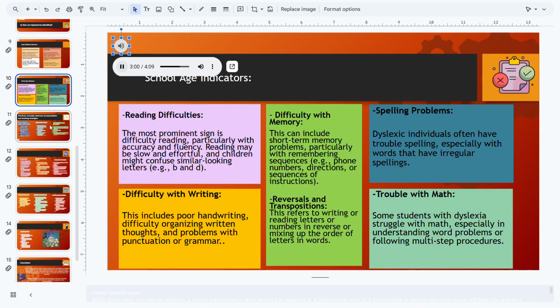Now, overall, early identification and intervention is crucial for providing effective support to individuals with dyslexia. And this is where teachers and parents play a key role in noticing the early signs and then, of course, seeking appropriate evaluations.